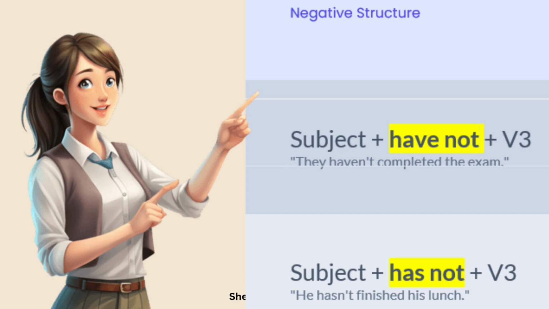Negative structure, used to state that an experience or action has not happened up to the present moment. The formula: subject, plus, have or has, plus, not, plus, past participle, plus, rest of the sentence.